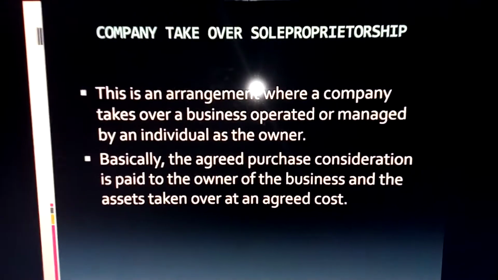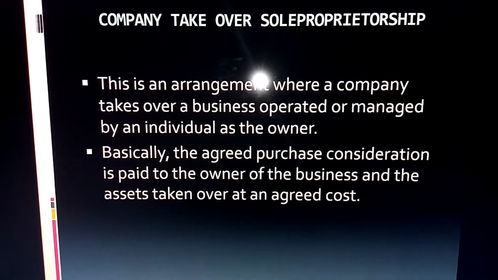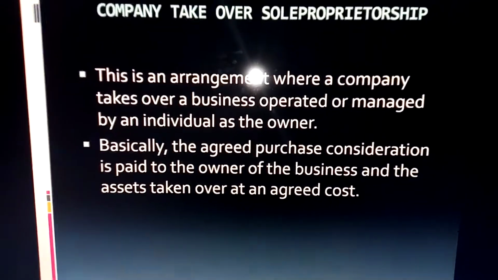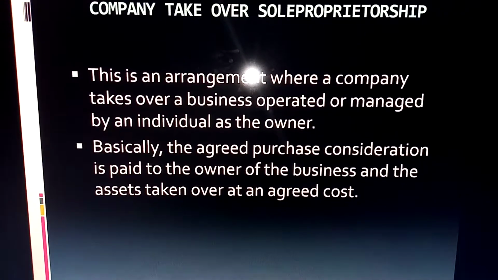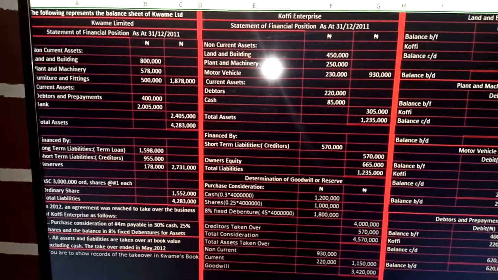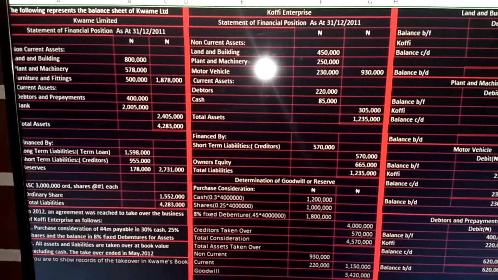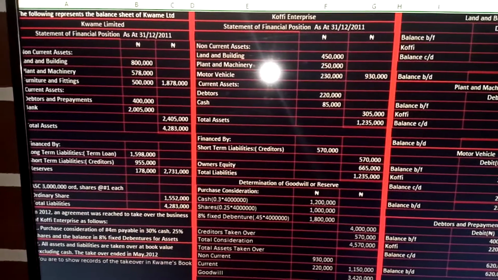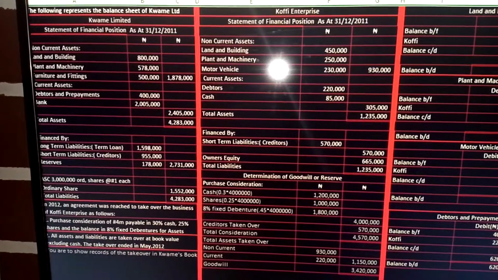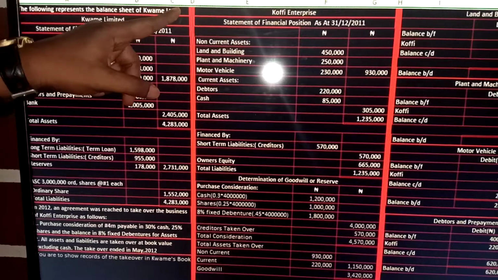So what we're saying is that you're going to have a purchase consideration, an amount that the company will pay the owner of the business so as to take over the assets of the business. Okay, this is a question that helps us look at the scenario where a company is taking over a sole proprietor business, or a one-man business. So let's go. The following represents the balance sheet of Kwame Limited.